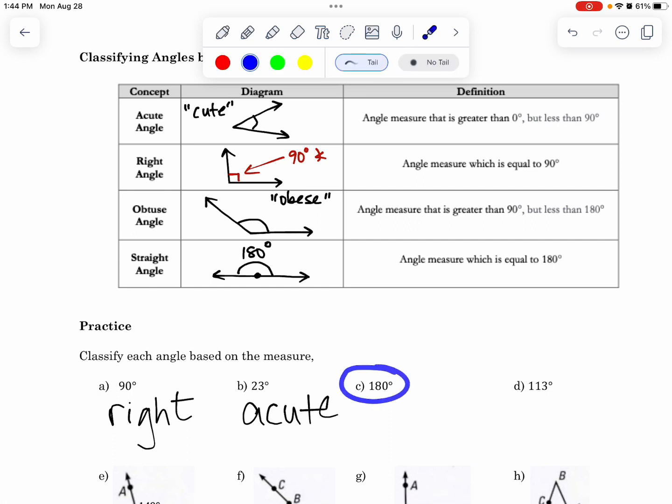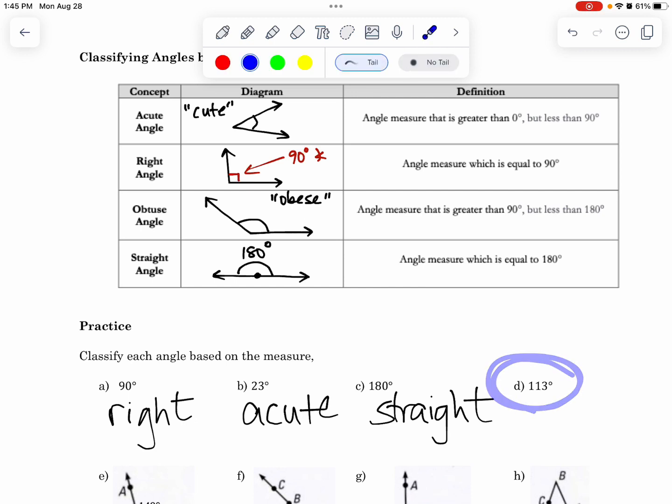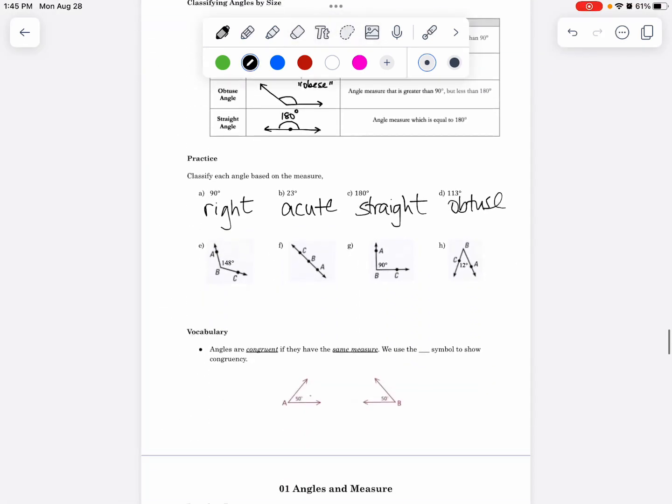180 degrees. I have that picture right here. That is a straight angle. Good thing I took really good notes. And the last one, 113. That is bigger than 90, but less than 180. So that is this one. This is bigger than 90 degrees, but it is smaller than 180, so it's actually in between them. Looks like this. Obese, obtuse. I'll leave the rest for practice in class, and I have one more thing that I want to talk to you about on the next page.